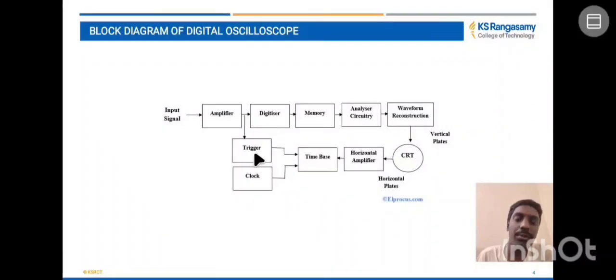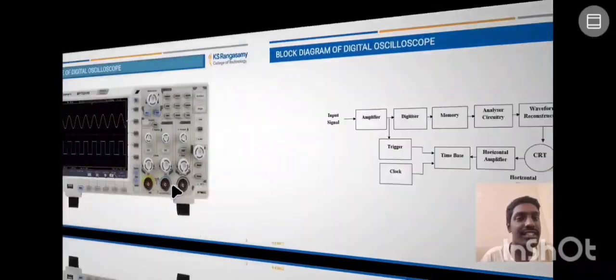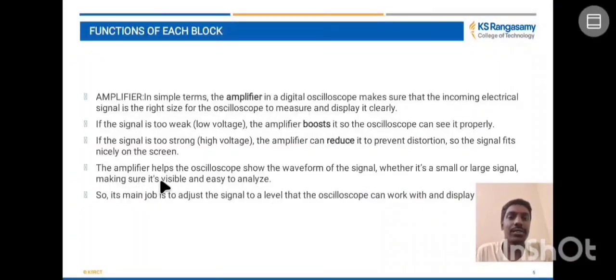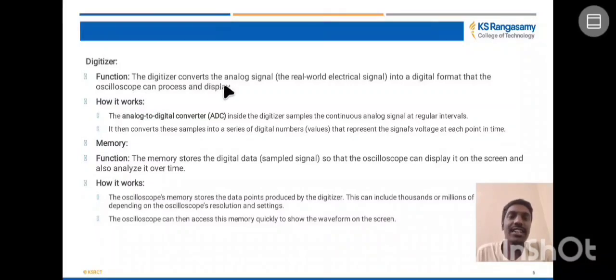Next, we are going to see about the digitalizer. As the name itself suggests, it is used to digitalize things. The digitalizer converts the analog signal, the real world electrical signal, into a digital format that the oscilloscope can process and display. As I said before, it is first converted from analog to digital. So an ADC, analog to digital converter, is contained in the digital oscilloscope.